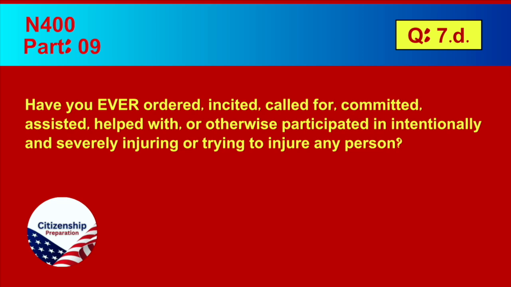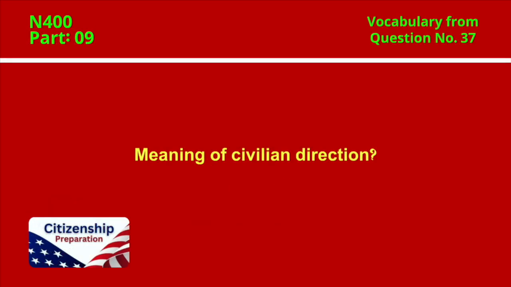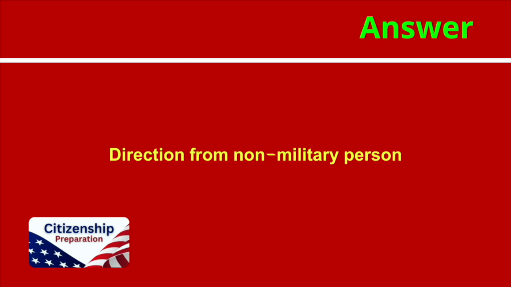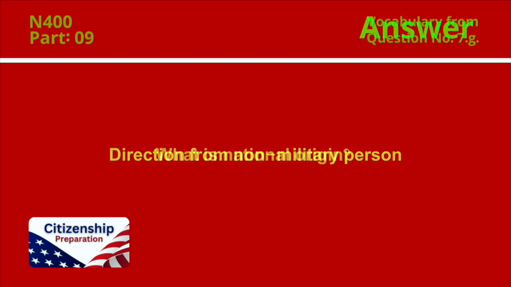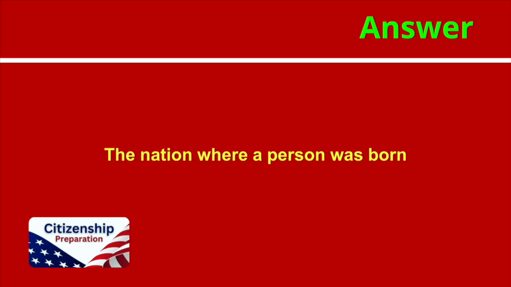Have you ever ordered, incited, called for, committed, assisted, helped with, or otherwise participated in intentionally and severely injuring or trying to injure any person? No. Meaning of civilian direction? Direction from non-military person. What is national origin? The nation where a person was born.